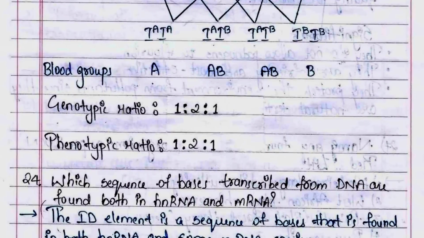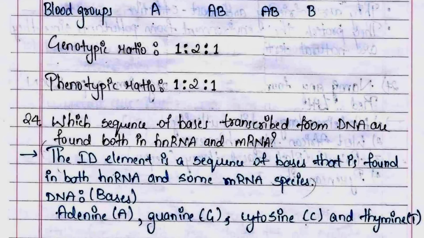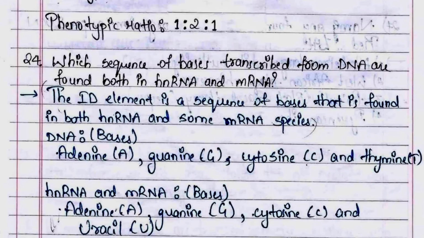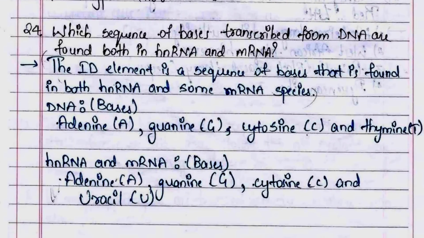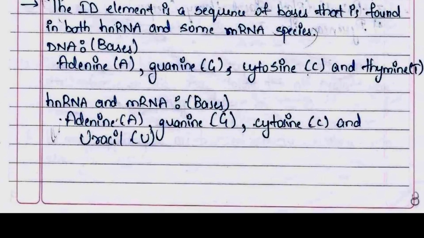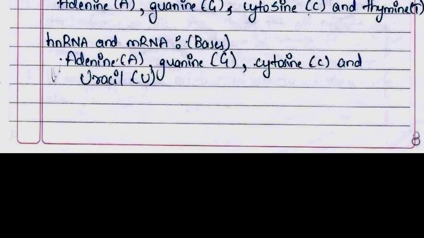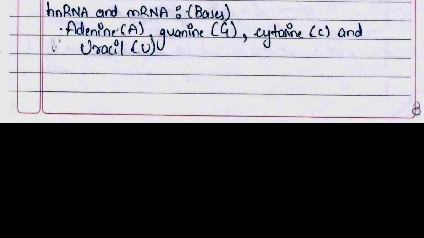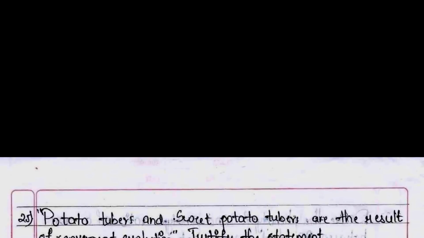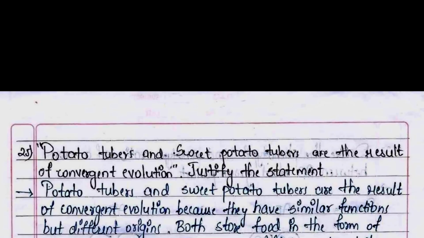Fourth, which sequence of bases transcribed from DNA are found both in hnRNA and mRNA? Below is the answer. Potato tubers and sweet potato tubers are the result of convergent evolution. Justify the statement. Below is the answer.